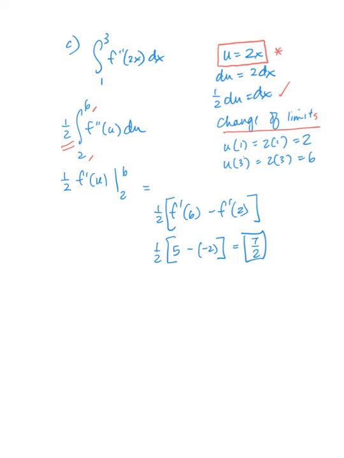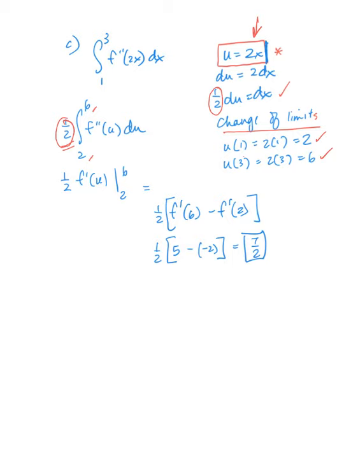All right, in part C, we're integrating from 1 to 3 f double prime of 2x dx. I'm going to use u substitution with that 2x, and I'm going to take the derivative of both sides. I have a constant of 1/2, which is going to have to go out in front. I'm also going to change the limits. So u of 1 equals 2, u of 3 is equal to 6. I'm just plugging those values 1 and 3 into 2x.